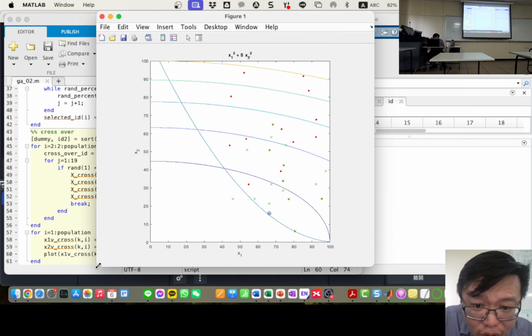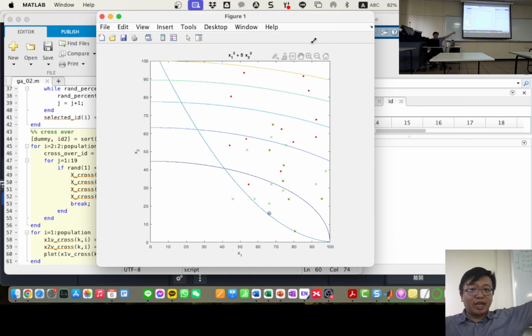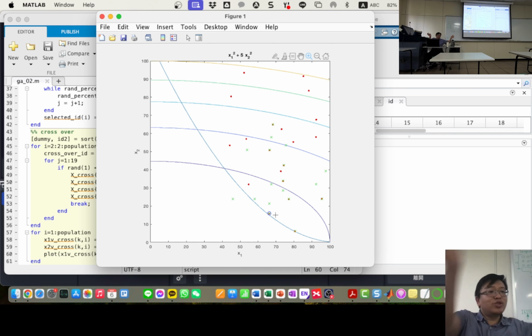Okay. So earlier at the beginning, we have red dots. They are randomly generated chromosomes, and we only keep the feasible ones. And now we use some kind of selection. So some of the good ones were chosen. And from those good ones, we ask them to change their body.